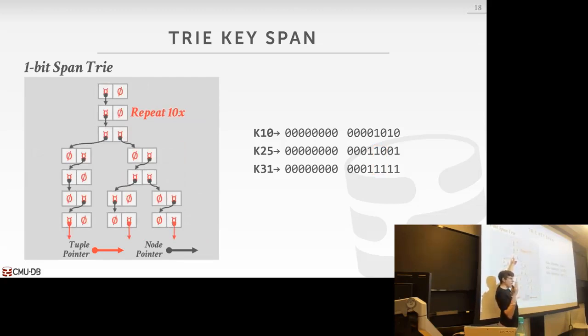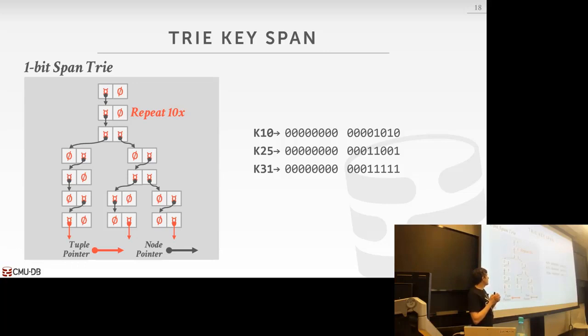Because if the bit is set to 0, I want offset 0. If the bit is set to 1, I go to offset 1. So this is horizontal compression. This is reducing the size of each trie node. What's another way I could compress this?